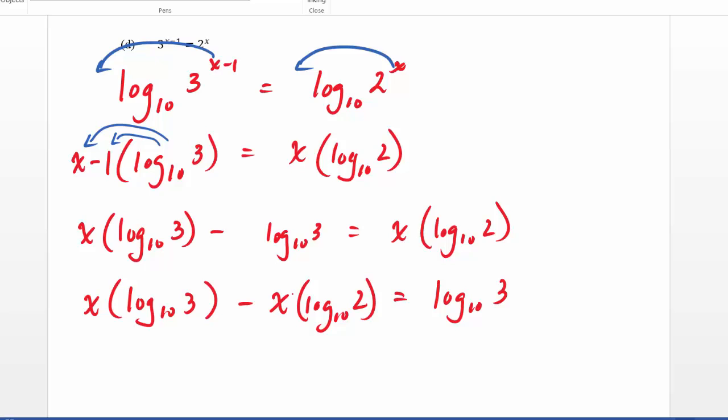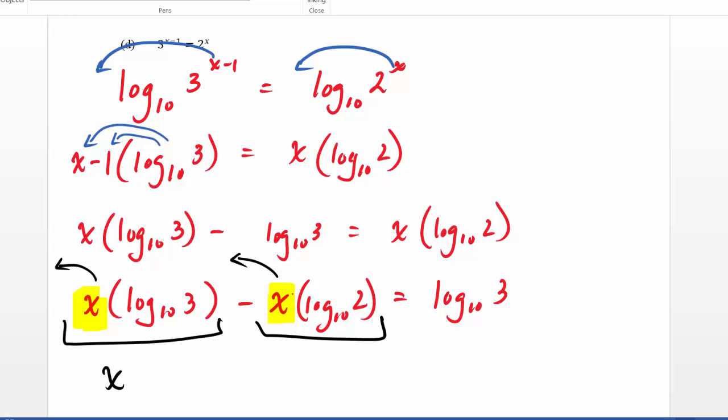Now, what we've got here is a situation where they both have a common x. So if you recall, this is almost like grouping. We've got two terms here that have a common term of x, which I'm going to factor out. So when I factor out that x, I'm left with log base 10 of 3 minus log base 10 of 2.